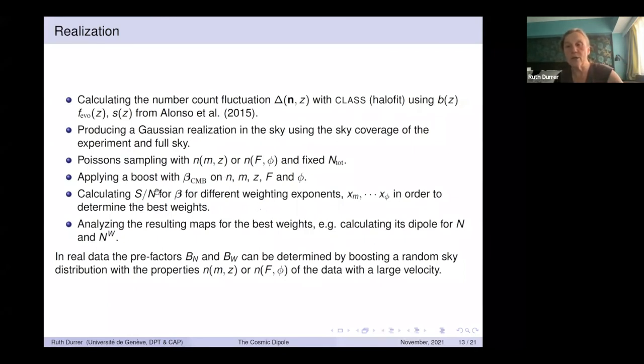And then we calculate the signal to noise for beta for different weighting exponents in order to determine the best weights. And by analyzing the resulting maps for the best weights, we calculate the dipole for N and NW. And we determine the prefactors BN and BW by boosting a random sky with the properties of the data, with a large velocity of about 0.1 or so. It cannot be too large because this is a linear approximation, right? We linearize the dipole, which must remain smaller than the induced higher order contribution to it.